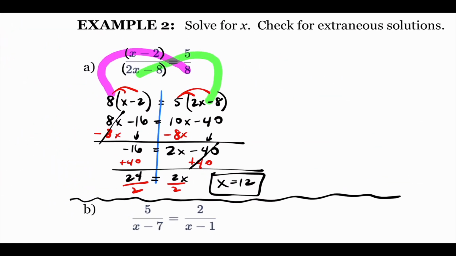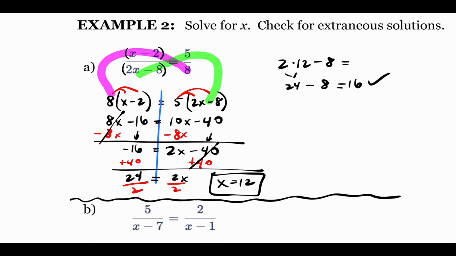If I was to take my answer and plug it in here for x, would it give me 0 as an answer? There's only one way to find out. 2 times 12 minus 8. Well, 2 times 12 is 24. Minus 8 is 16. That's not 0. I'm good. And I can't plug it in anywhere for 8 because there's no x. So I can't plug it in anywhere.